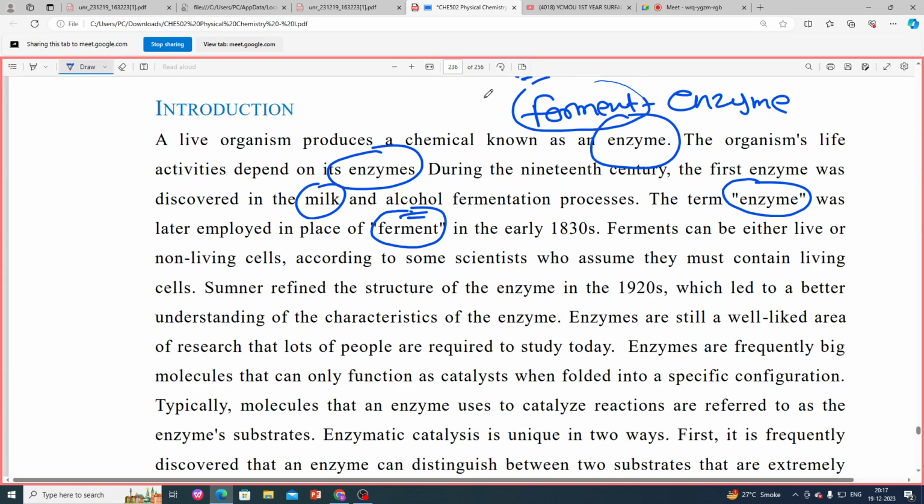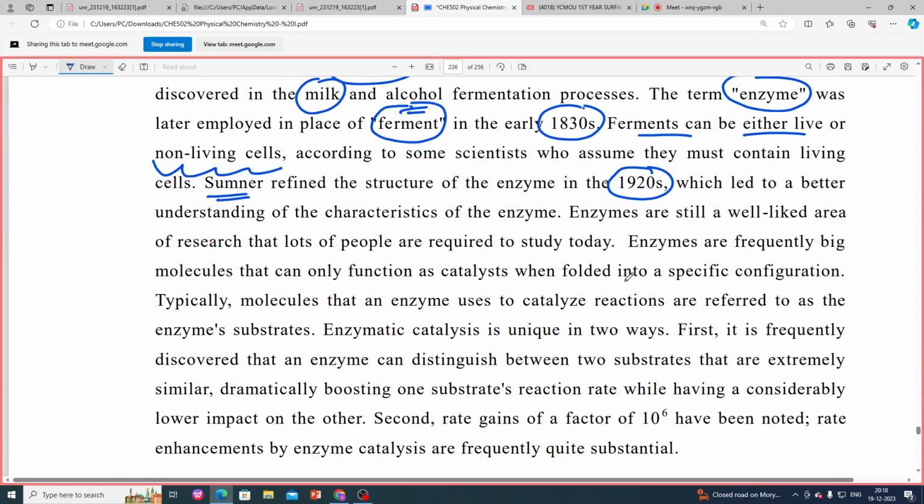पहले इसे हम लोग ferment कहते थे, then we have been using the term enzyme. In the early 1830s, ferments can be either living or non-living. According to some scientists, they assume ferments must contain living cells. Okay, so here a scientist named Sumner defined the structure of an enzyme in 1920. Enzyme का structure, which led to a better understanding of the characteristics of enzymes, is still a well-liked area of research that lots of people are required to study.